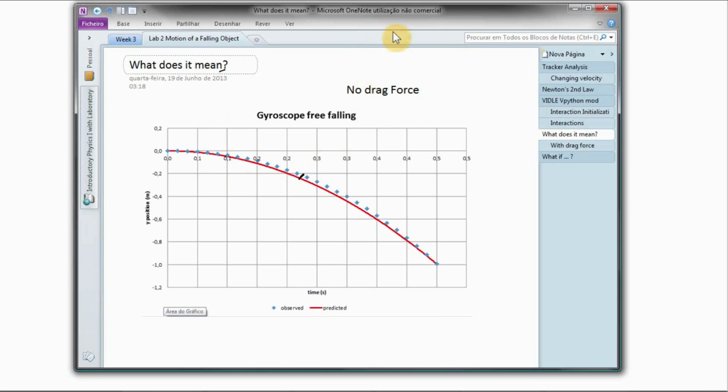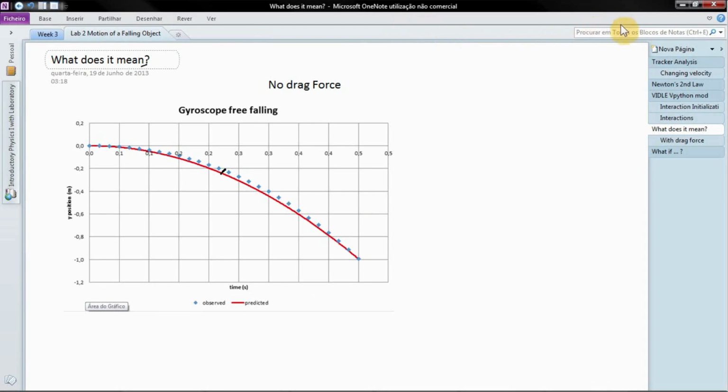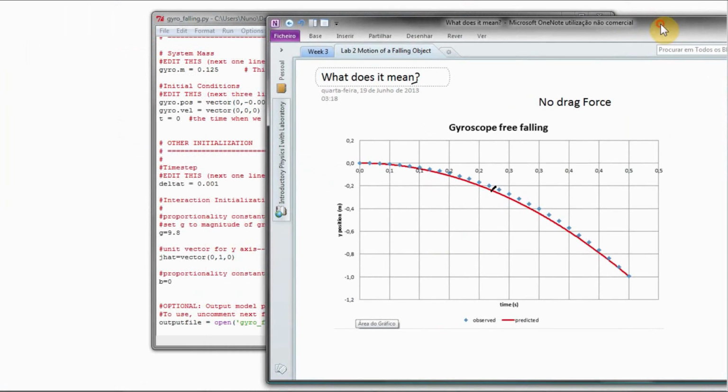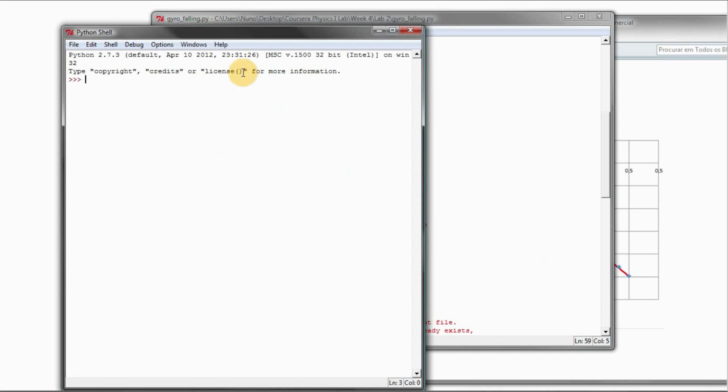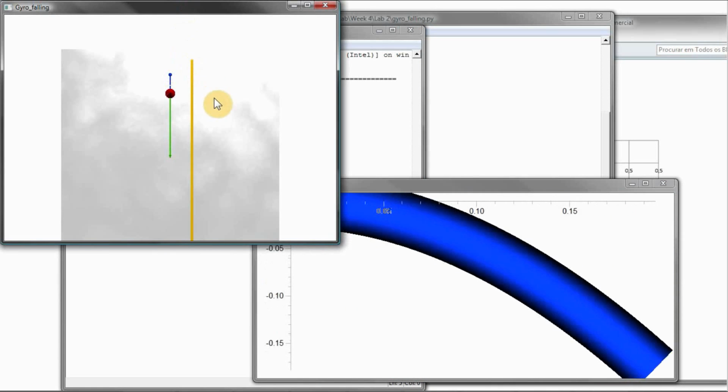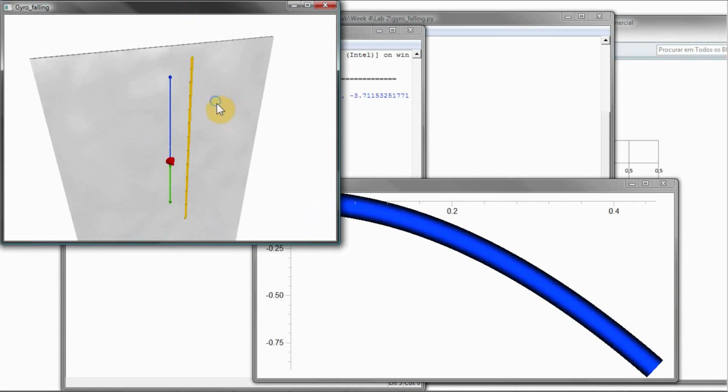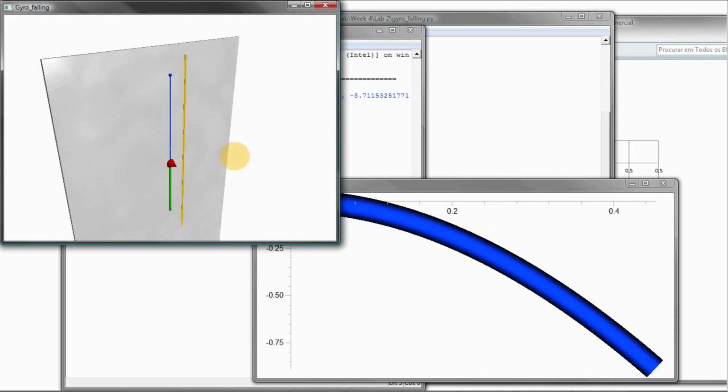Now, what if there was drag force? If I introduce drag force here, increasing the proportionality constant, now let's see what will happen. So there is no apparent change.